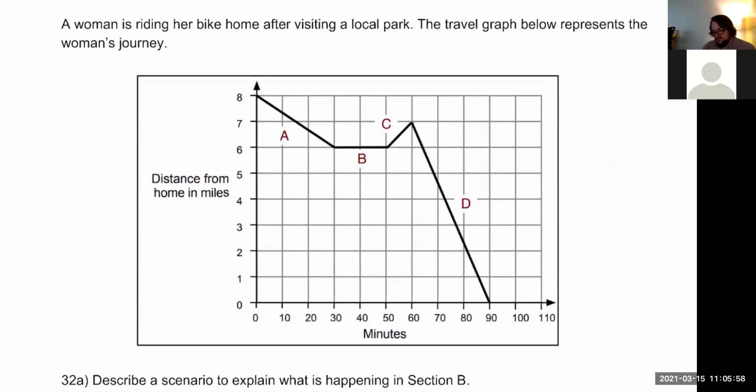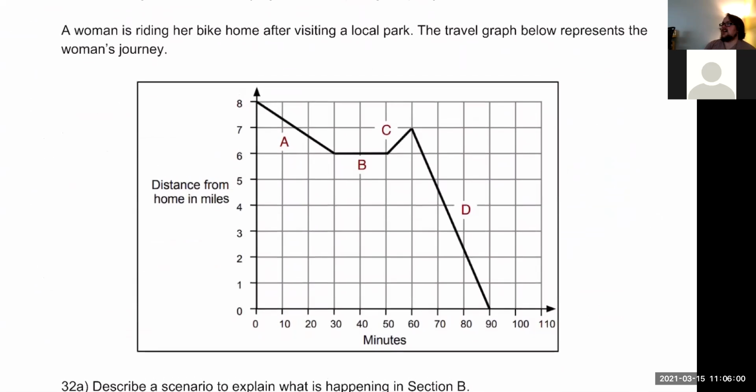This one, we didn't get a chance to evaluate graphs specifically, but I think with a little bit of common sense, we should be able to come to the conclusions necessary to answer the 3 questions provided. What we've been given is a graph representing a story where a woman is riding her bike home after visiting a local park. The travel graph below represents that woman's journey.